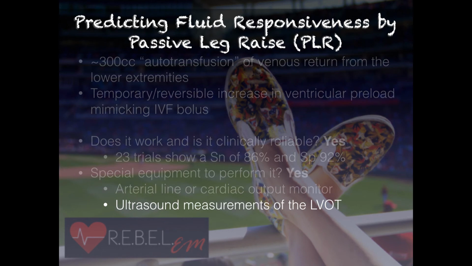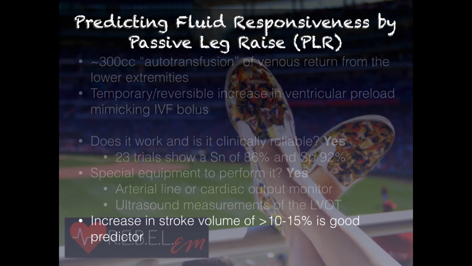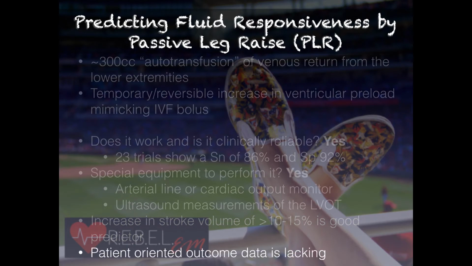You can also cheat a little bit and use an ultrasound to measure the left ventricular outflow tract and do some velocity measurements there. It gets a little time intensive, and it's not super complex, but honestly, if you're trying to manage this patient and you probably have 4 or 5 other patients and phone calls and everything else you're doing, you may or may not have time to do this with the ultrasound. But what you're looking for is an increase in stroke volume of about 10 to 15%. It's a good predictor that they will be volume responsive to whatever you give them. However, patient outcome data is kind of lacking for this. So it is part of the Surviving Sepsis guidelines for 2016, but it's a weak recommendation, but it is one that's there.